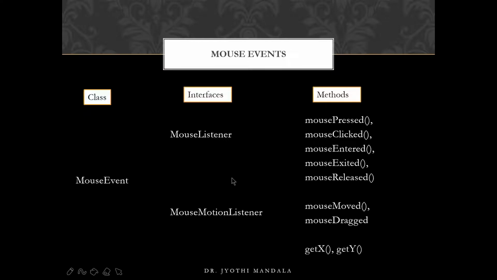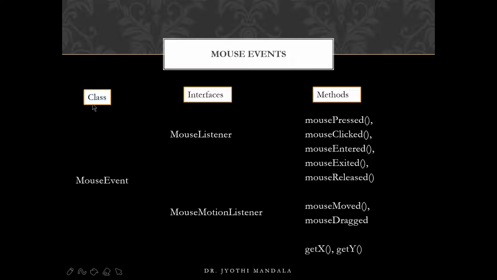Along with this interface, we have one more interface, MouseMotionListener, which has 2 more abstract methods, mouseMoved and mouseDragged. There is a difference between move and drag. Move is just moving the mouse without clicking. Dragging is clicking and moving. If you want to handle all these 7 events, we can do it by simply importing MouseListener and MouseMotionListener.